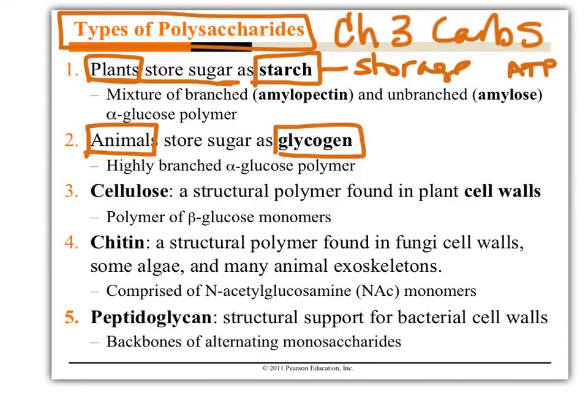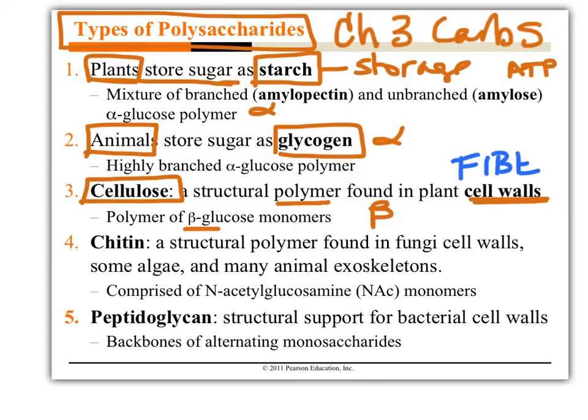What's cellulose? Cellulose is the polymer found in the plant cell wall. Yes, cell walls are carbohydrates. Beta glucose. What's starch? Alpha. What's glycogen? Alpha. What's cellulose? Beta. Also known as what? Yep, you guessed it, people. It's known as fiber. We all love fiber, right?